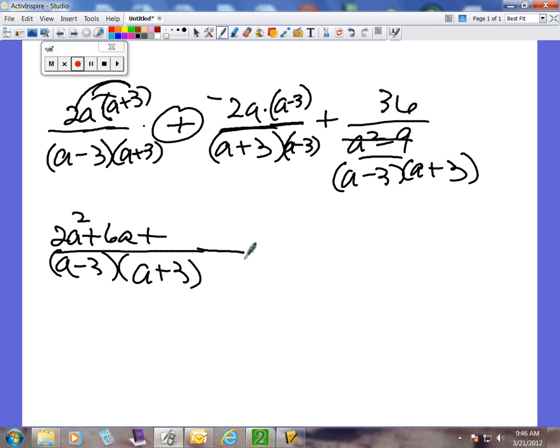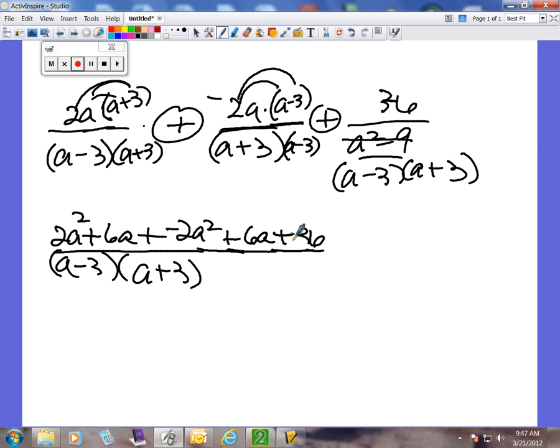Now distribute the negative 2a. That's going to be negative 2a squared. What's that going to be? Plus 6a. Right? Now we don't have to do anything to the second one or the last one except add it, right? Doesn't this say plus 36?